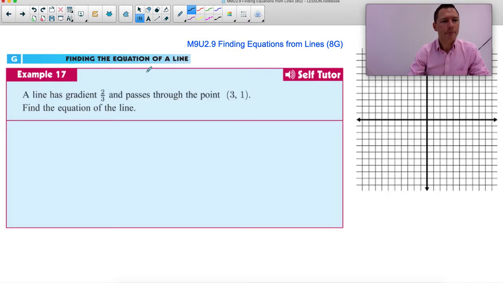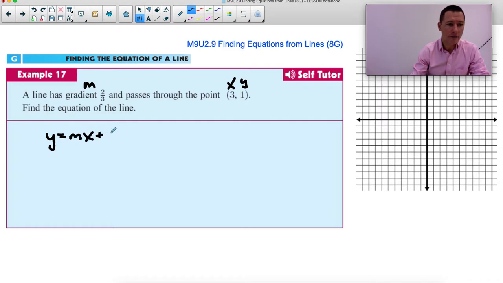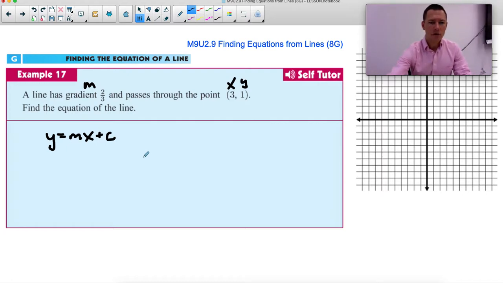Cool. Okay, so the line has this gradient or slope, and passes through this point. This is an x and a y coordinate, right? Find the equation of the line. Okay, I know we're looking at y equals mx plus c. That's usually the easiest to graph. I always write this down. It makes it way easier, right? So let's see. This is the slope. We can plug it right in, right? So y equals 2/3 x plus c.